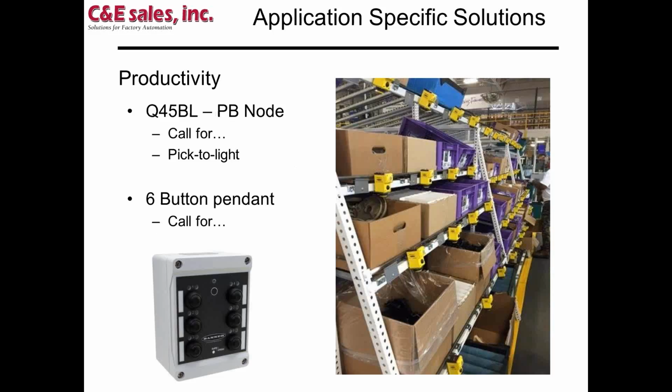Also in productivity, we got these Q45 push button nodes where you can call for maintenance or a pick to light type application or bin low. You see the picture there on the right. You would use a bin low indication if one of those bins was empty. In addition to that, there's a fairly new product, this 6-button pendant, which has 6 buttons built in. Each button has 2 LEDs above it, one green, one red for indication.